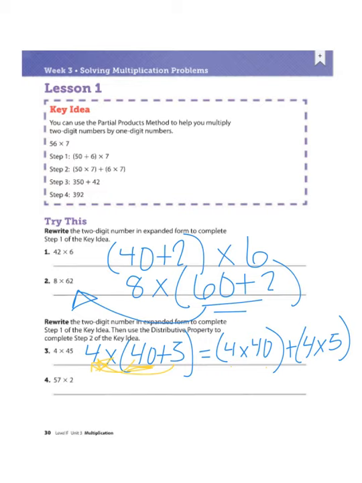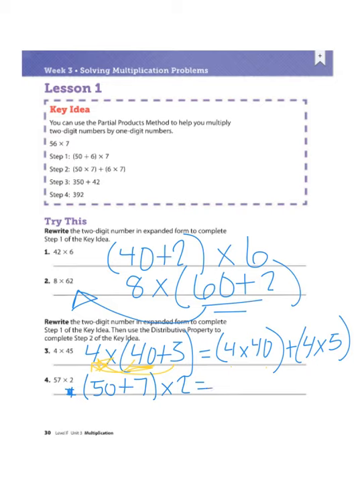So let's try it again on number 4. 57 times 2. The first thing I have to do is break apart that 57. So this is going to become (50 plus 7) times 2. So that outside part stays the same. This part right here stays the same.